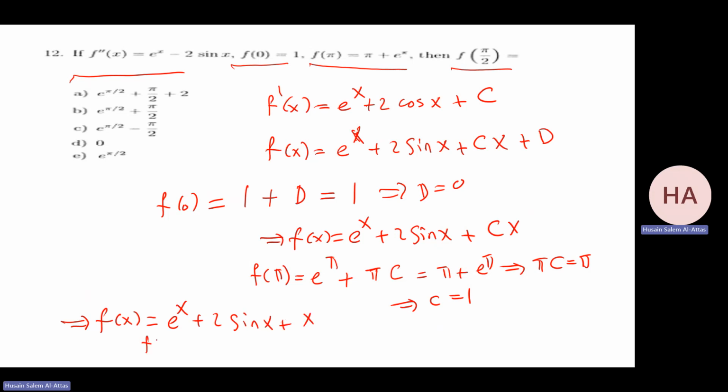What do they want? They want f of pi over 2. That will be e to the pi over 2, plus 2 sine pi over 2. Sine pi over 2 is 1, so plus 2, plus pi over 2. Which is this one.